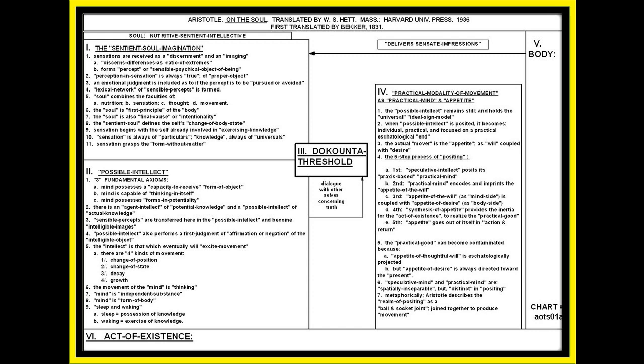If we take a look at the possible intellect, Aristotle starts out with three fundamental axioms. Mind possesses a capacity to receive the form of an object. The mind is capable of thinking in itself. That's important. It's not dependent on some external force. And mind possesses forms in potentiality. It doesn't have a pre-existing realm of forms that it possesses, in, say, the way that Plato spoke. For Aristotle, the forms exist as a potentiality within the soul. They don't pre-exist.